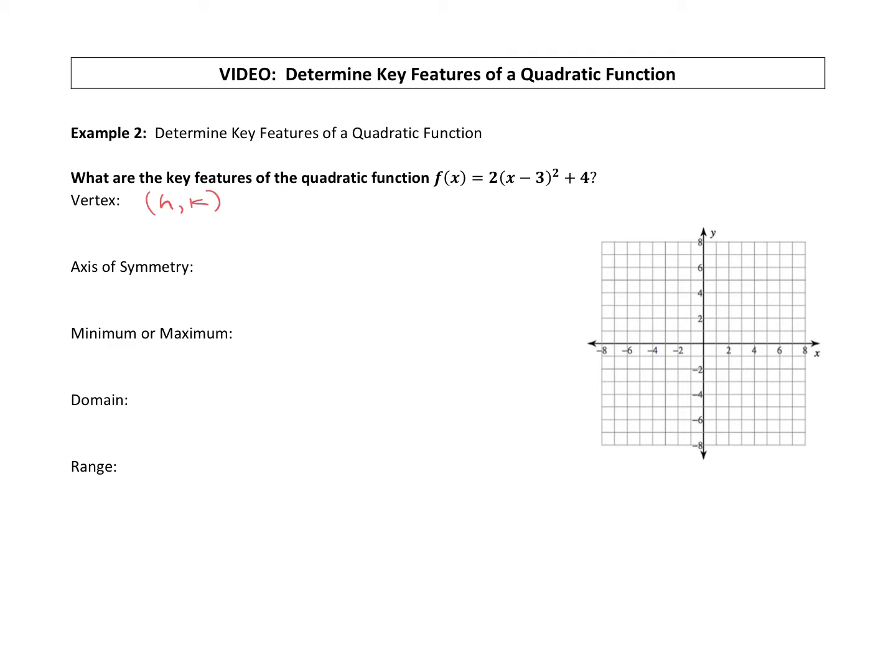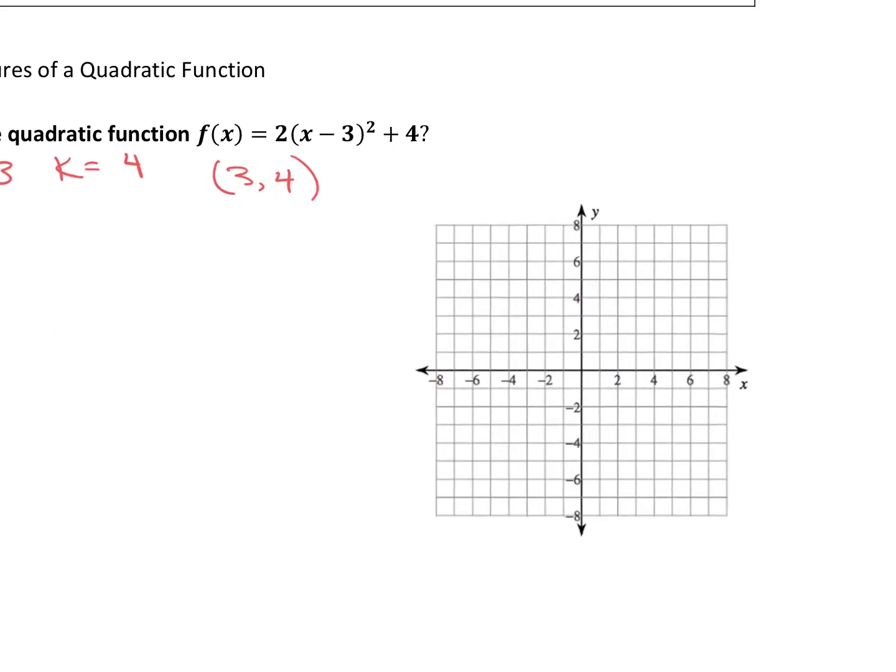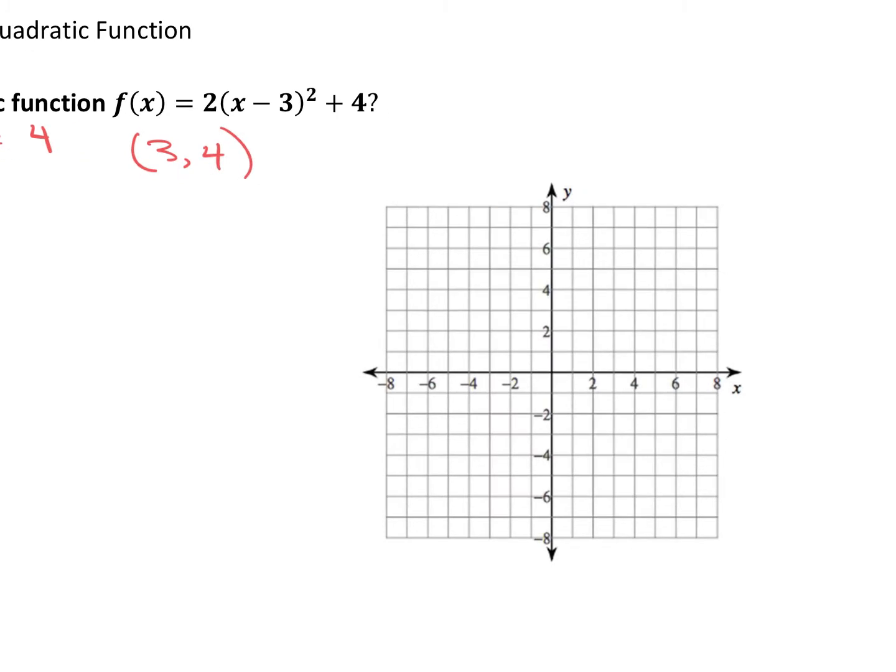(h, k). Our h value is a positive 3, opposite of our sign in there with the x, tricky x. Our k value is a positive 4, so our vertex is (3, 4). The axis of symmetry, actually I'll go ahead and plot that point on our graph. (3, 4). If we go over 3 and up 4, we have this point right there.